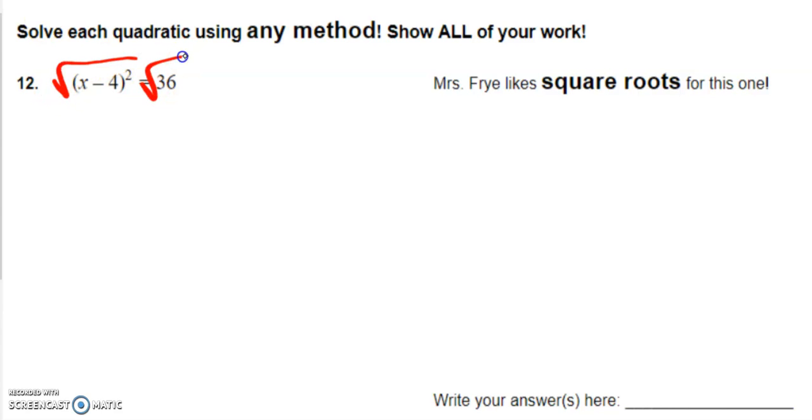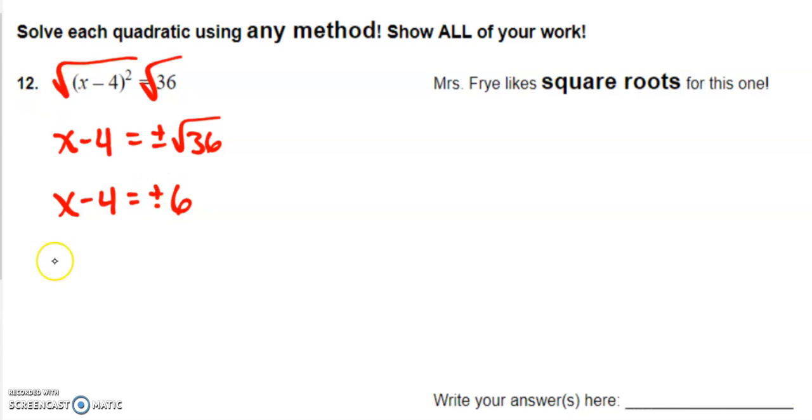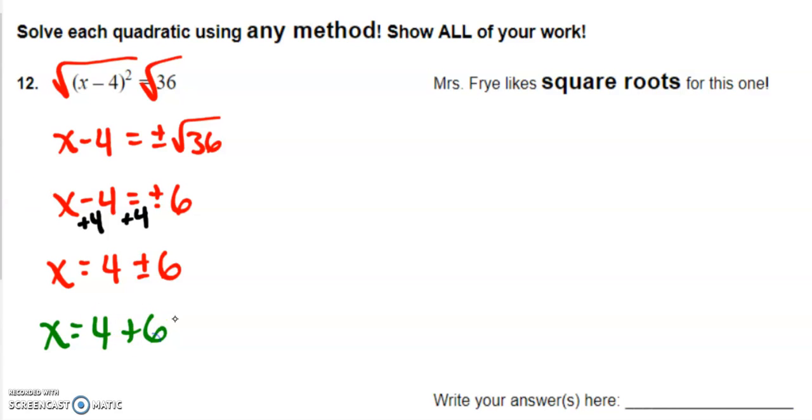So taking a square root of both sides, because you already have a term squared, I'm going to get x minus 4 equals plus or minus the square root of 36. Well, the square root of 36 means plus or minus 6, which means I have x equals 4 plus or minus 6, because I just added 4 to both sides. Well, I'm going to have x equals 4 plus 6 and x equals 4 minus 6.